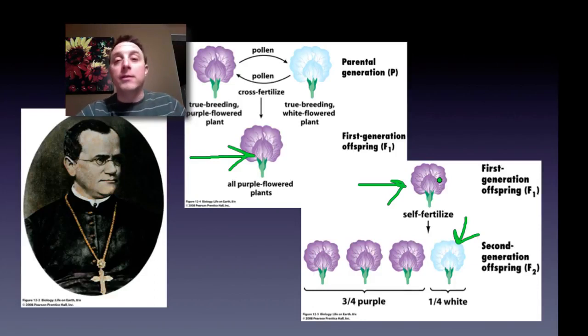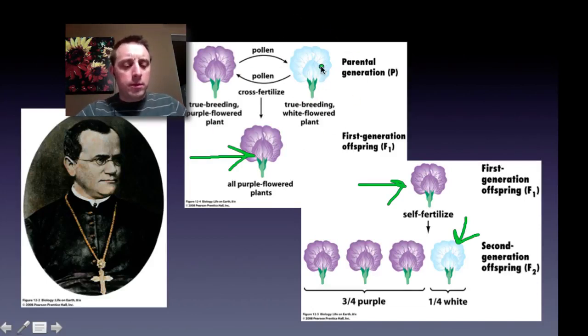This term allele is one of the real big genetics terms that we'll be using. Very simply, an allele is just one of the alternate forms of a gene. So in the case of this experiment, we are looking at the gene for flower color, and it exists in two alleles, the purple allele and the white allele.